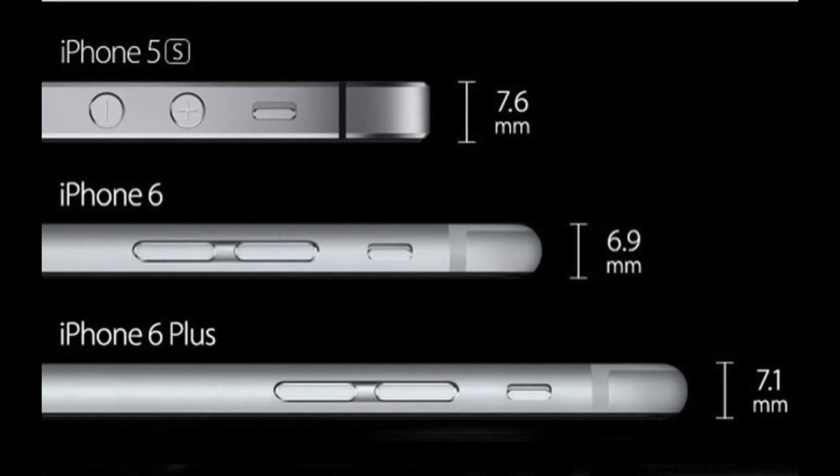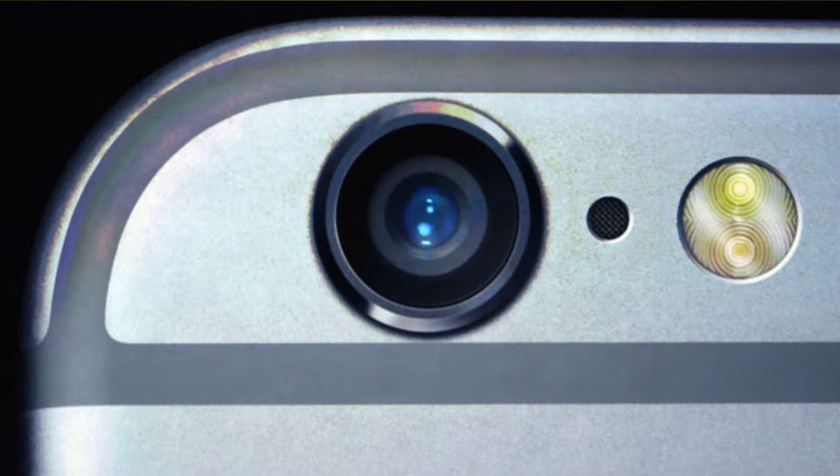The iPhone 6 comes at a very slim measurement of 6.9 millimeters, whereas the iPhone 6 Plus comes in at 7.1 millimeters, making the iPhone 6 the thinnest iPhone that Apple has ever made. Both of the new iPhones feature Apple's latest A8 processor, along with a motion co-processor, the M8 processor from Apple. Both feature a new 8-megapixel iSight camera with f/2.2 aperture. They both record video at 1080p at 60 frames per second.